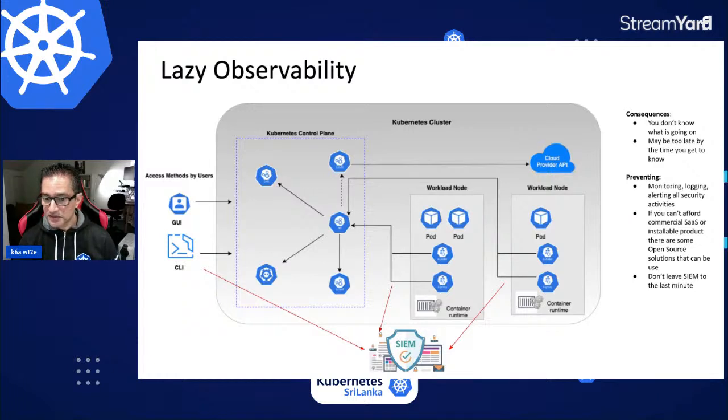And again, if you can't afford commercial SaaS or installable products, you can use open source software for doing that as well. Prometheus, Grafana, and Prometheus Alerting are tools that you could combine with Sysdig, Falco, and Trivy and other tooling. Obviously, there will be a little bit of integration to be done, or you could use a commercial SaaS product, right? But don't leave that to the last minute, because it could be too late by the time you know what has happened.